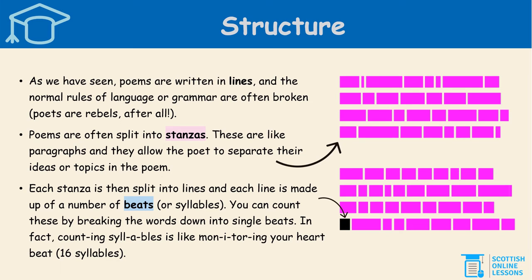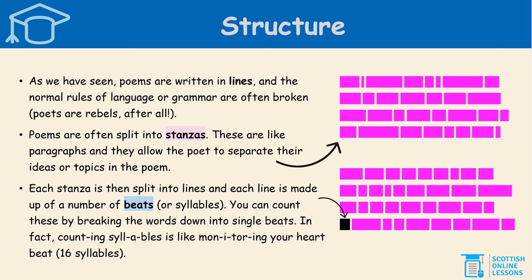As we've seen from all the examples from today's lesson, poems are written in lines, and the normal rules of language or grammar are often broken in these. We've also seen that poems are usually organised into stanzas, which are like the paragraphs of the poem. Each stanza will often deal with a slightly different topic or idea. Each stanza is split into lines, as we mentioned, and then each line will be made up of a number of beats or syllables. You can count these by breaking the word down into single beats. In fact, counting syllables is like monitoring your heartbeat. So we've got 1 beat per syllable.